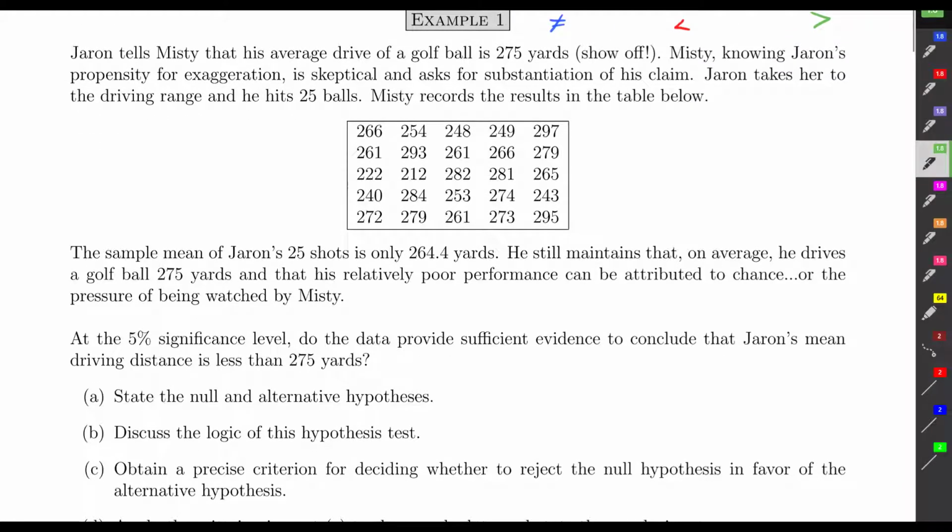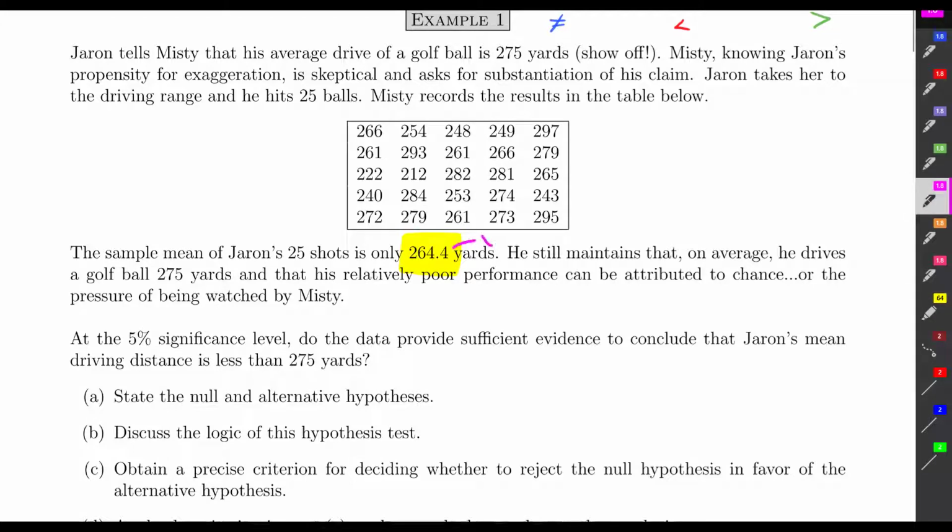So the first thing that we want to do is look at an example, and that'll help clarify things. I decided to pick on Jaron and Misty. Jaron tells Misty that his average drive of a golf ball is 275 yards. Misty, who also knows that Jaron has a propensity for exaggeration, is somewhat skeptical and asks for substantiation of his claim. So they go to the driving range and he hits 25 balls. Misty, being ever diligent, decides to record the length of each one of these drives, and she provided us with this fancy table. The sample mean of these 25 drives is 264.4 yards.